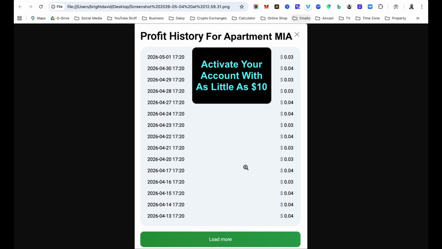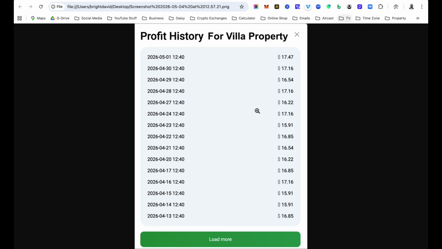Now, if you decided to add more money after your $10 activation, this is a typical example of the profit history for a villa property, right? So this is between $16 to $17, $18 on a daily basis. It's big money for some people and it's still small money for some people, but at least when you invest $3,120 in this villa property, this is what you get on a daily basis, Mondays to Fridays, right?